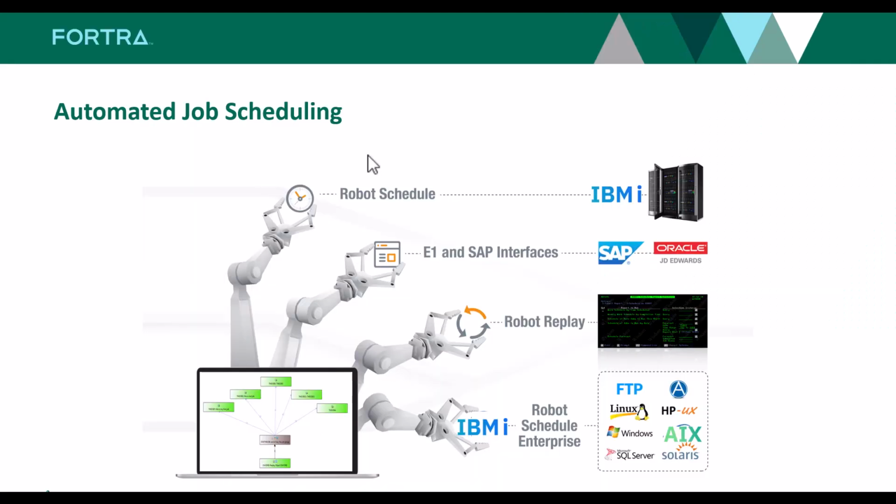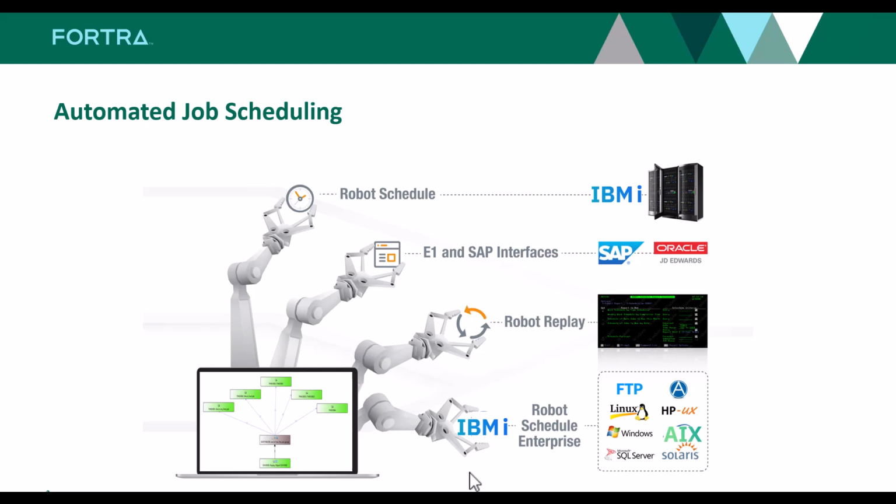So as we know, Robot Schedule runs on IBM i, so it uses IBM i objects. It's got a GUI, it's got green screen type interfaces, it's got special interfaces into JD Edwards EnterpriseOne and SAP. It also has Robot Replay, which can also be secured. I'm not going to talk about that much today. It's got its own security inside of it. And then, of course, Robot Schedule Enterprise, which is us putting agents over on your Windows and Linux servers, and now we can run processes over there securely.